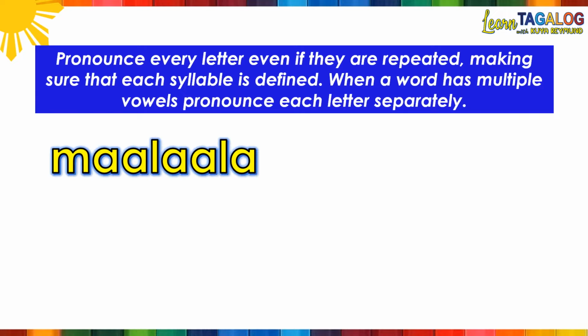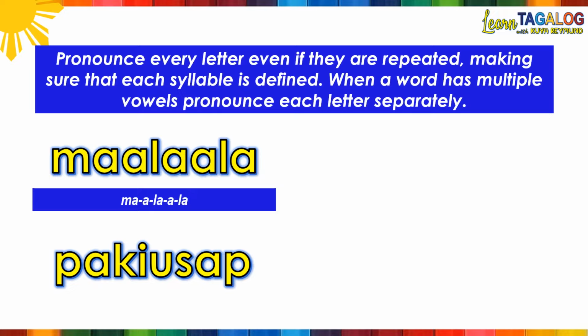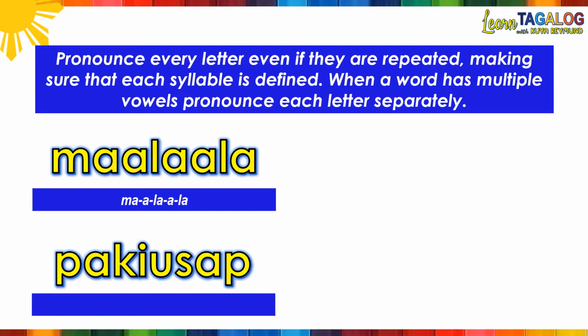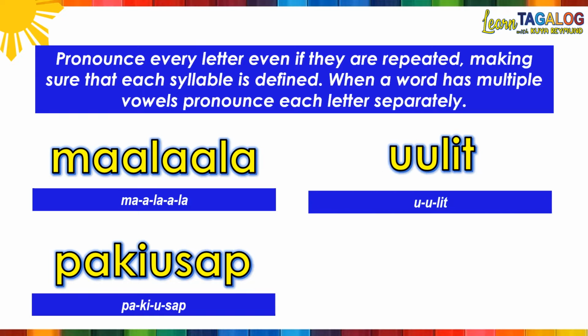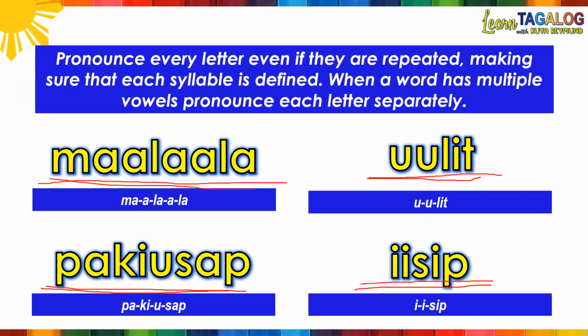The first example, we have maalaala. Maalaala. Next is pakiusap. Pa-ki-u-sap. We also have uulit. U-u-lit. And lastly, we have iisip. I-i-sip. Again, maalaala. Pakiusap. Uulit. Iisip. Now, it's your turn to read.